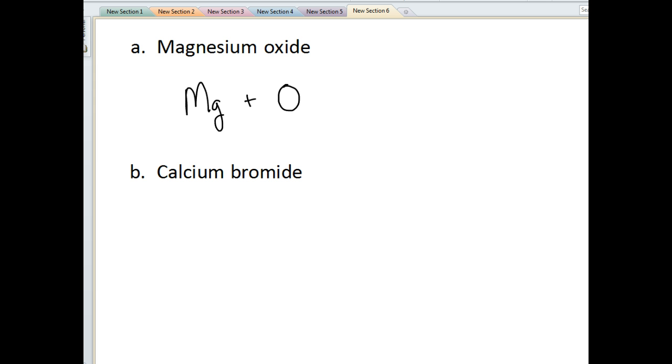Now what we're going to do is look up the charges of each one of them. So magnesium is in the alkaline earth metals group, so we're going to write a 2 plus charge. And oxygen is in group 6A, and we're going to write a 2 minus charge, just like that. What we're going to do now is, like I said before, crisscross these charges. So we're going to take this number 2, and bring it down right there. We're going to take this number 2, and bring it down right there.